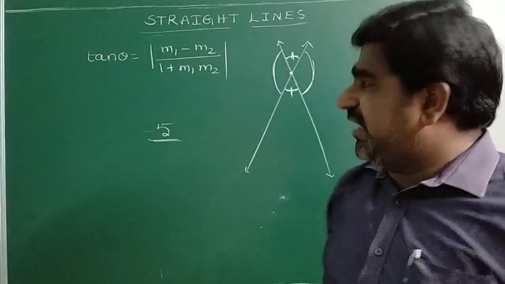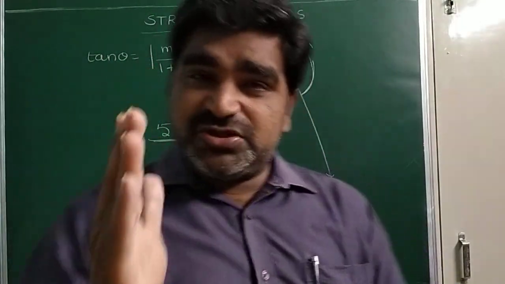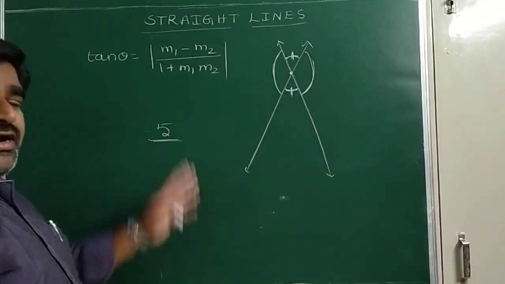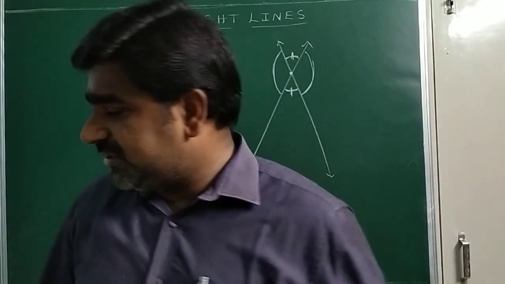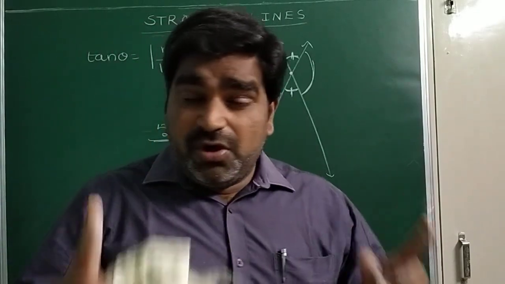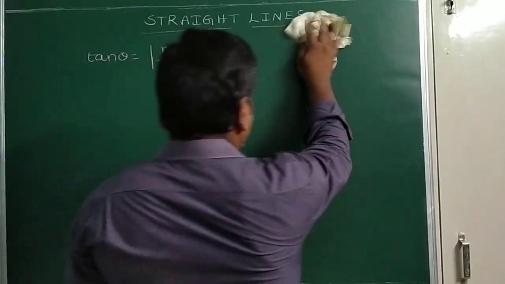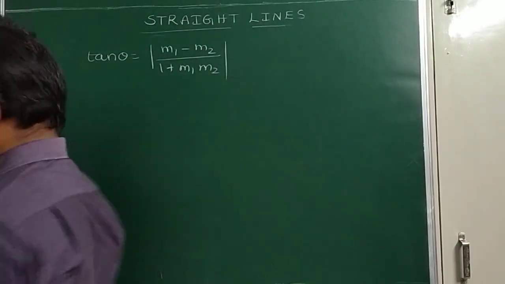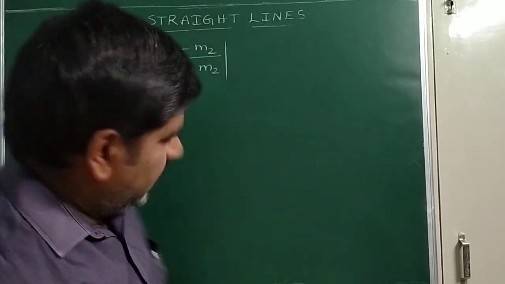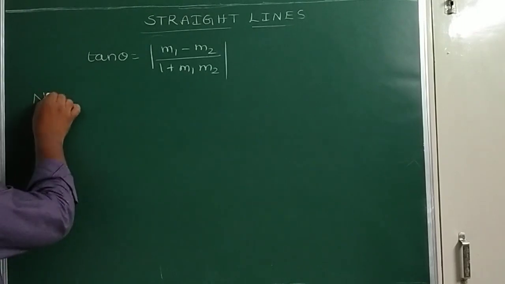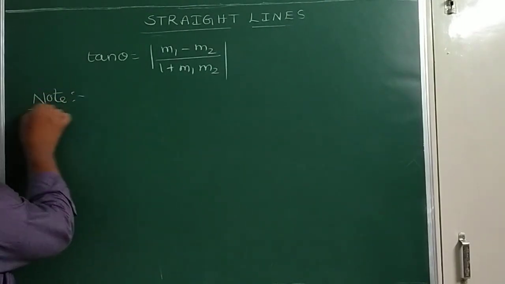Understood? So, what is the formula to find the angle between two intersecting straight lines? Tan theta is equal to modulus of (m1 minus m2) by (1 plus m1 m2). What are m1 and m2? They are the slopes of the two straight lines. After this, there will be two important formulas based on this.